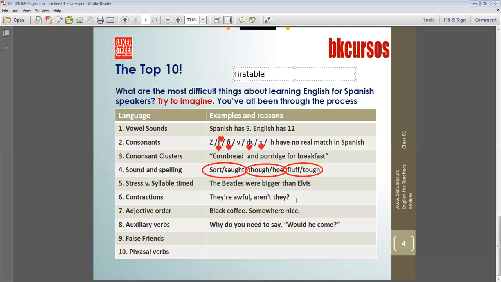Okay. Adjective order, is that a big problem? Do your students have a problem? White ball, red ball. I suppose small kids have problems with adjectives, of course. Or they think maybe the adjectives can be in the plural, not only the singular. But then we come along, black coffee, adjective and then noun. But then we have somewhere nice. Hold on, noun and then adjective. Why is that?